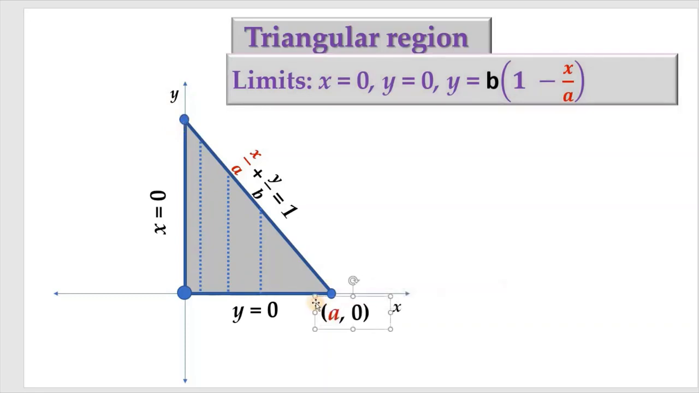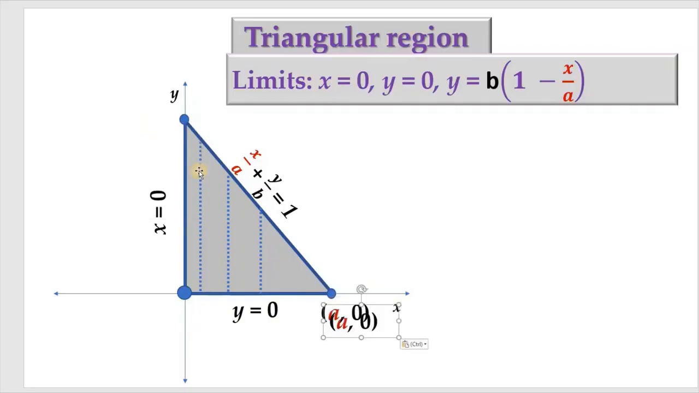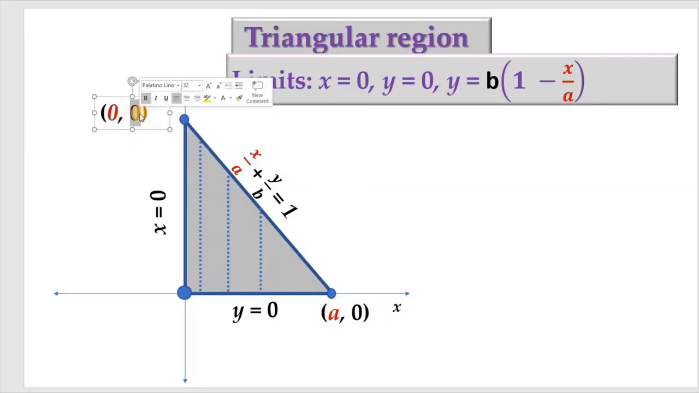This point is 0 comma b. That is because your equation of the line is given like that, x by a plus y by b equal to 1. This is called the intercept form of equation of a line. So a stands for x intercept and b stands for y intercept.